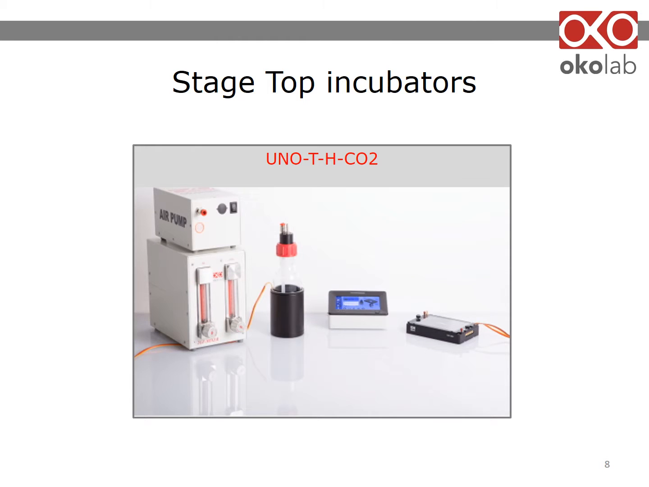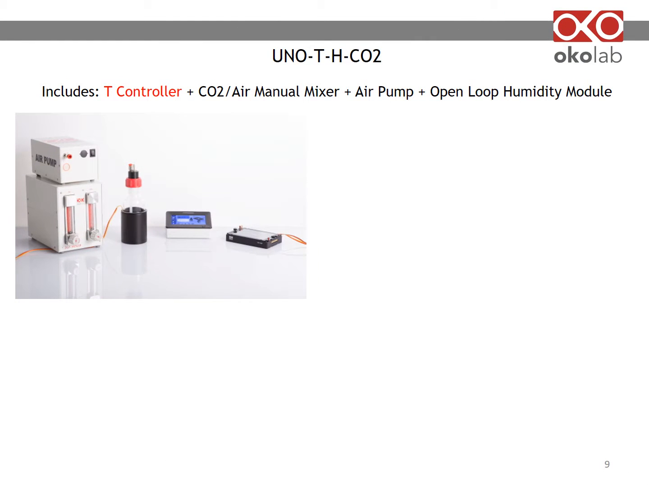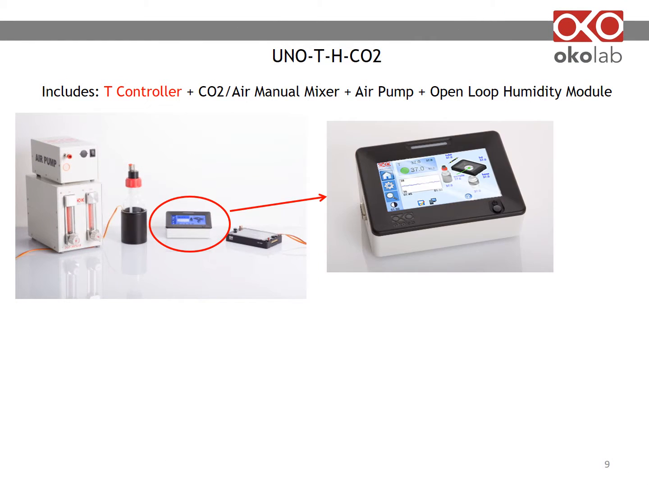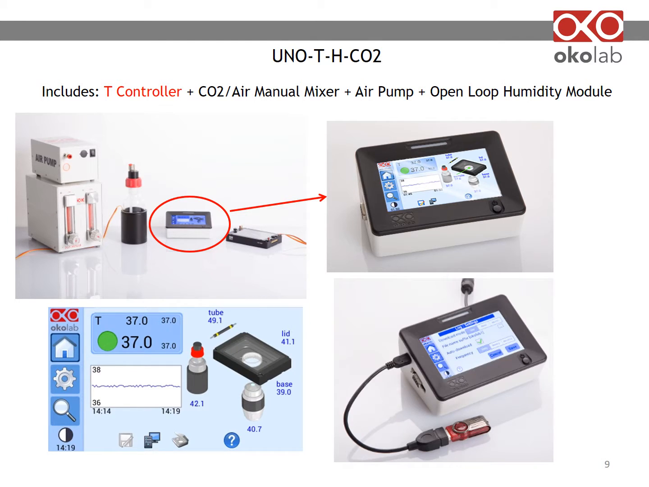Let's see all the components included in UNO-T-H-CO2. UNO-T-H-CO2 includes a temperature controller with a 4.3-inch touchscreen interface. This intuitive, user-friendly interface has onboard memory to log data and a mini USB port to download it to a memory card.